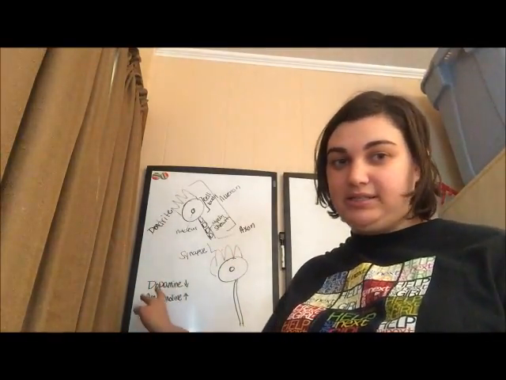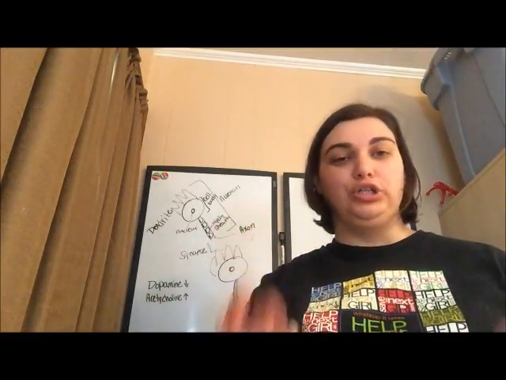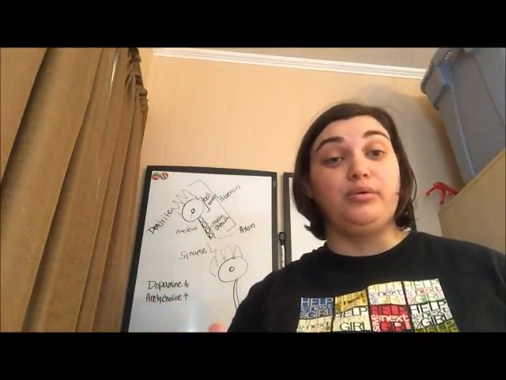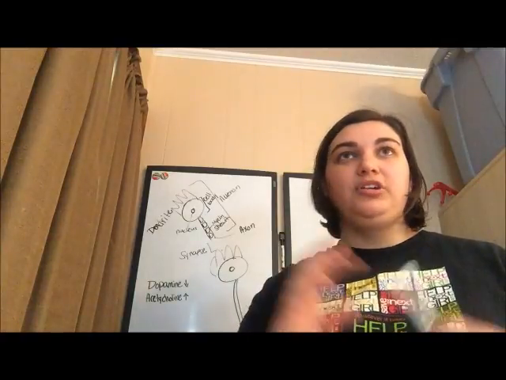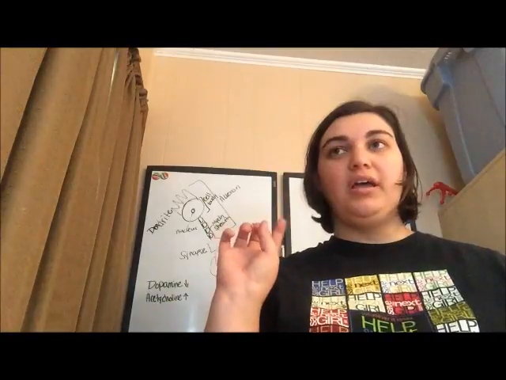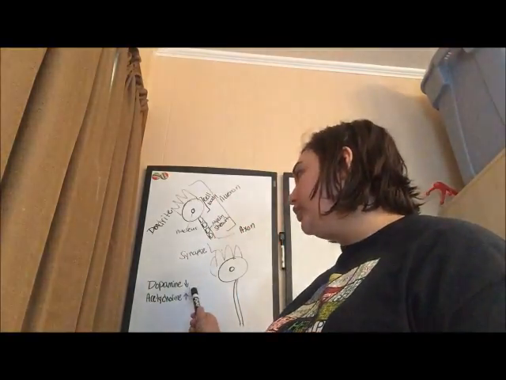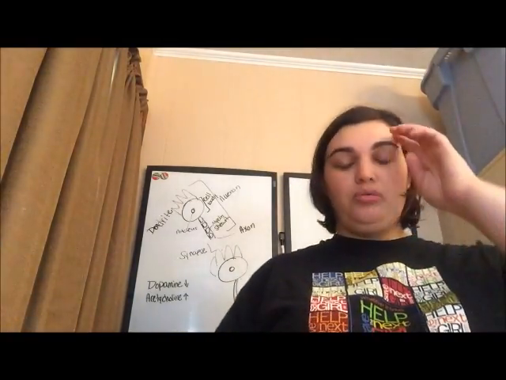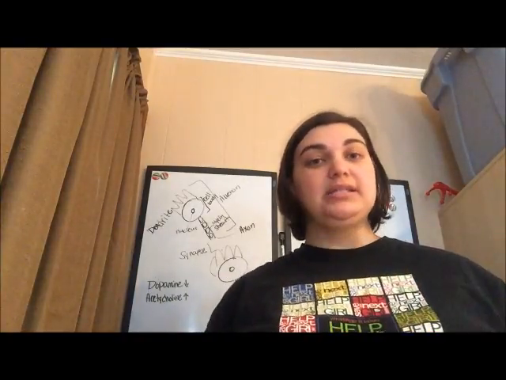Now, dopamine and acetylcholine are both something called neurotransmitters. If you don't know what that is, it's totally fine. You can look it up. Neurotransmitters are chemicals in our brain that do important stuff. So when you have low dopamine and too much acetylcholine, that's when Parkinson's takes place.